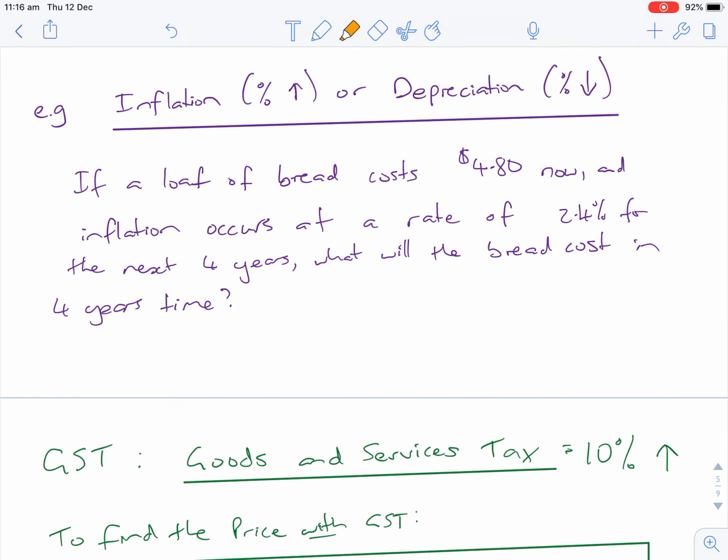Okay, so inflation is just a percentage increase, or depreciation is a percentage decrease.